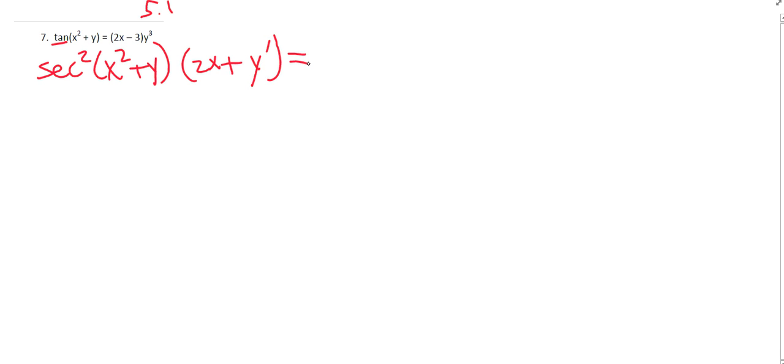And on the right hand side we have, if we make that equal to f and y to the third power equal to g, and we use the product rule on that, we're going to get that f prime is equal to 2 and g prime is equal to 3y squared dy over dx, or we just put y prime up there.